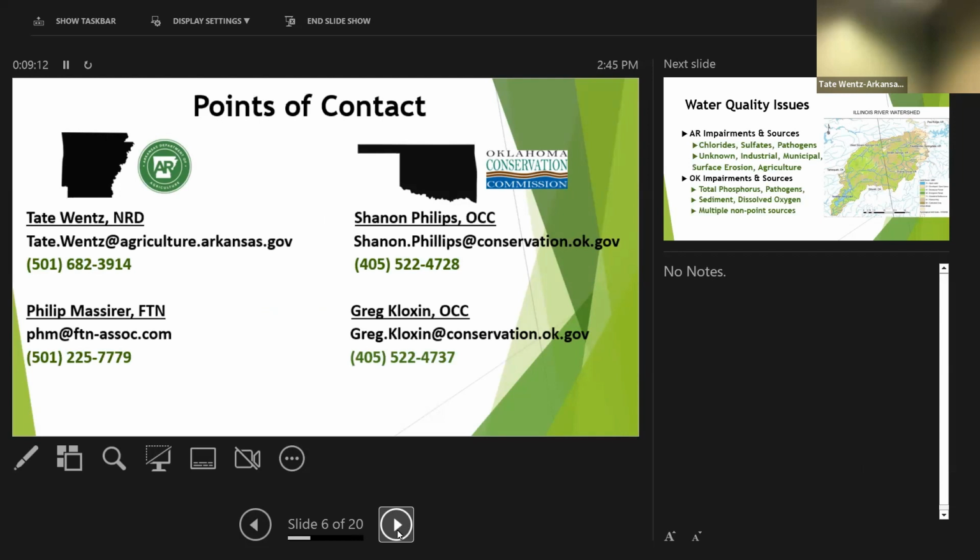I might just say that this is not a new effort. This is a continuity of effort that began years ago. And we have a couple of different iterations, each of the states, of each state's own watershed plan.